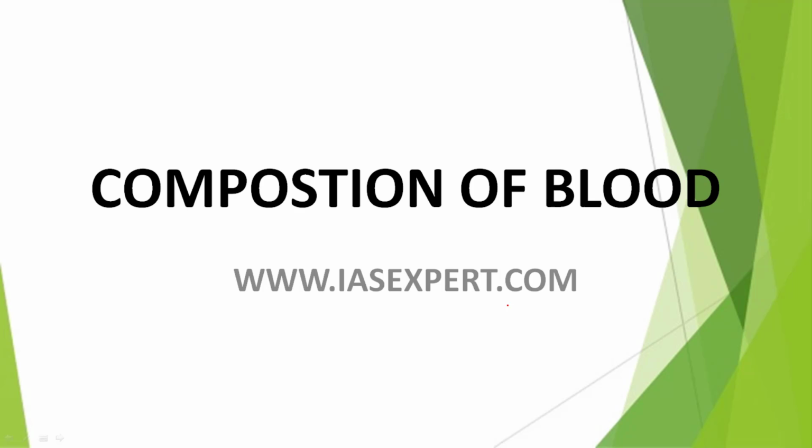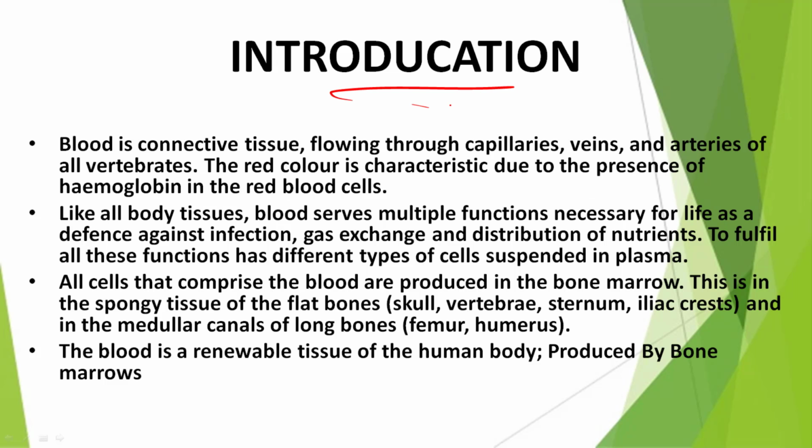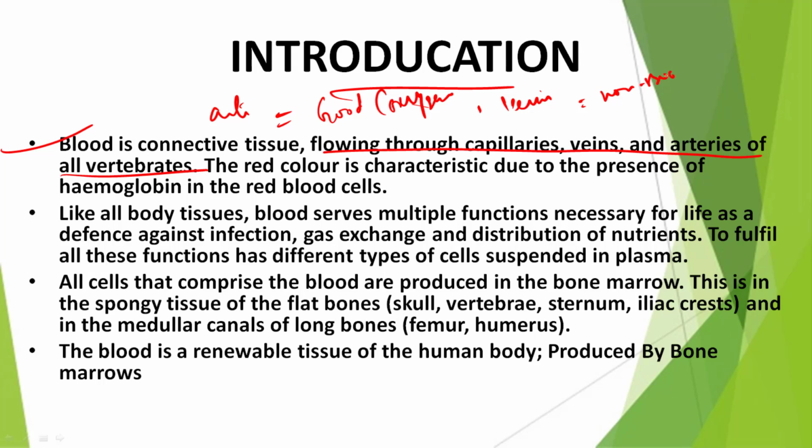Today's topic is composition of blood. Introduction. Blood is a connective tissue flowing through capillaries, veins and arteries of all vertebrates. Arteries carry good blood, that is oxygenated blood, and veins carry non-oxygenated blood.